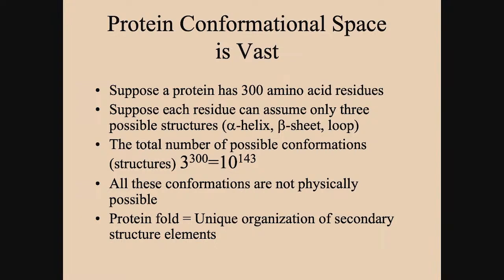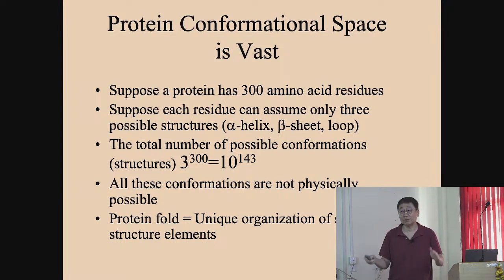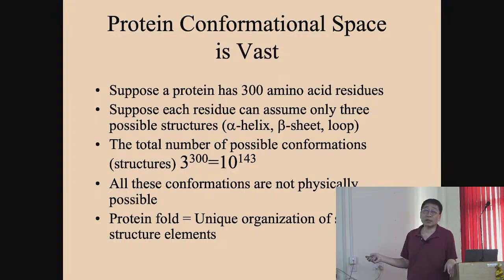The basic concept here, which you probably know as well: suppose a protein of 300 residues, and each residue can have 3 conformations, alpha, beta, or loop. Based on a very simple-minded consideration, the total number of possible structures will be 3 to the 300 power, if each one is independent. They're not completely independent, but bear with me. That's a huge number. The vast majority of that is not possible, but even if 0.0001% is possible, you still have a huge number.